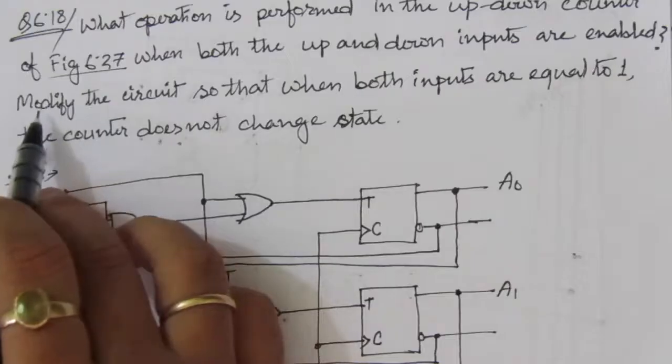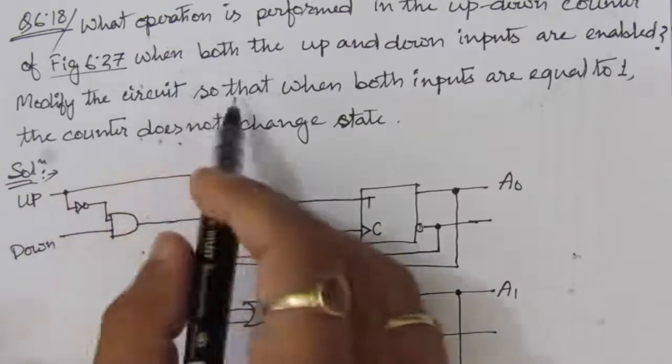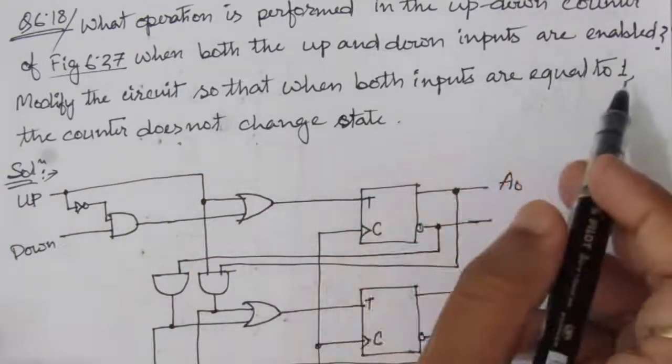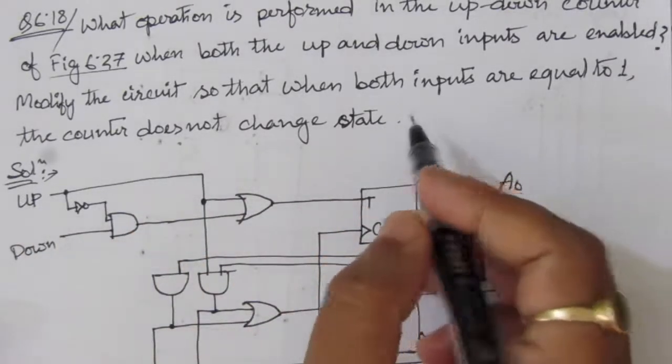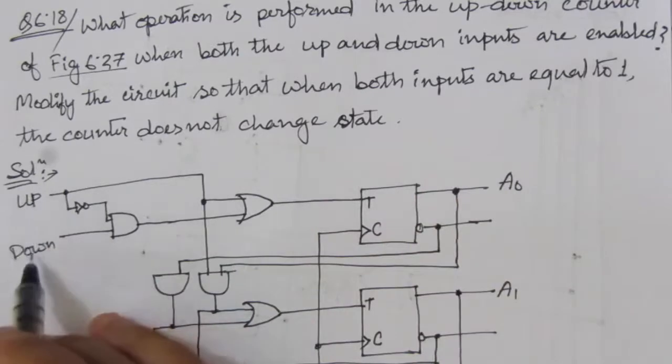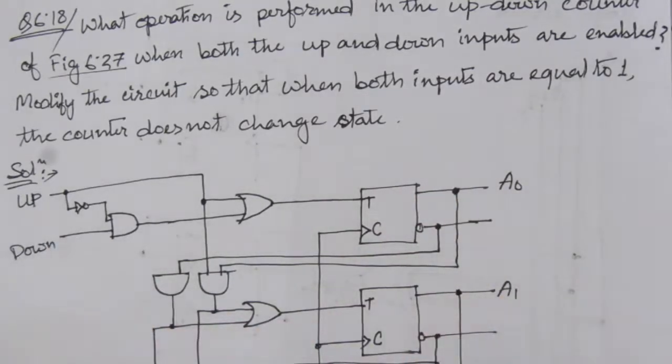intermediate state. Then we are asked to modify the circuit so that when both the inputs are equal to 1, the counter does not change its state. That means whenever both the inputs, up and down, are 1 and 1, we have to make this operation such that it does not change its state. That means this output will remain in the same state.